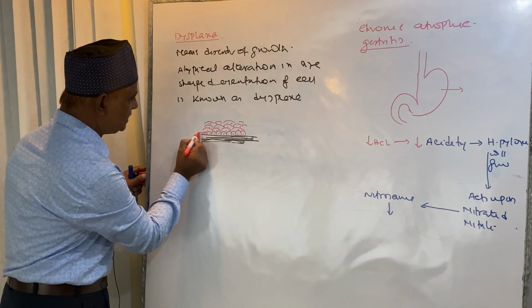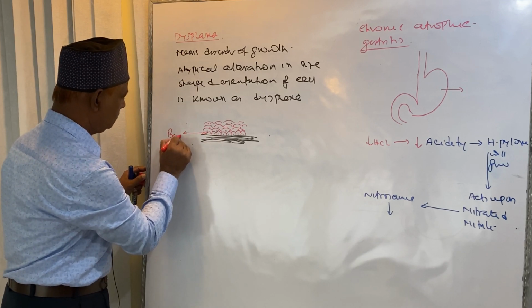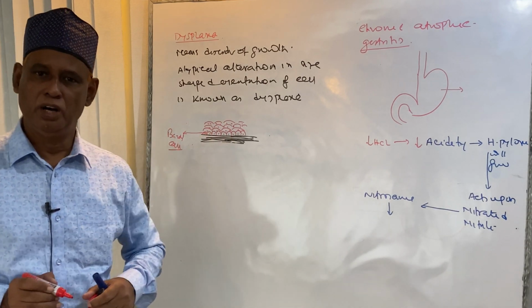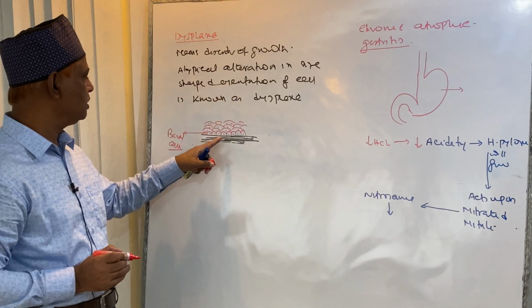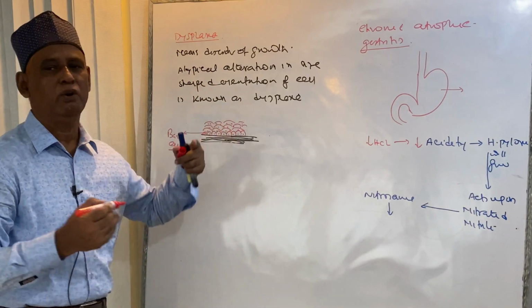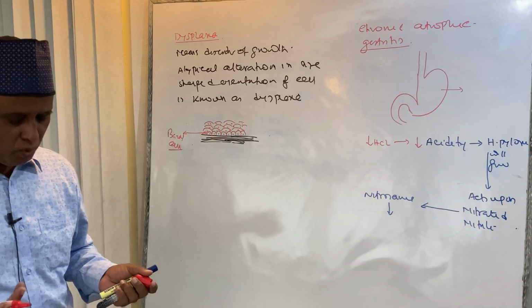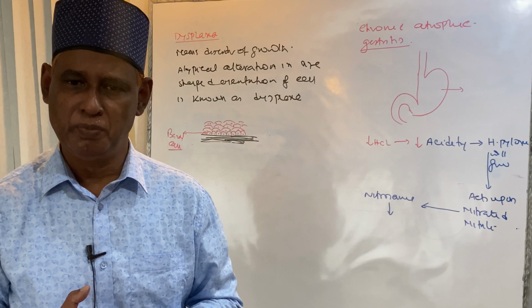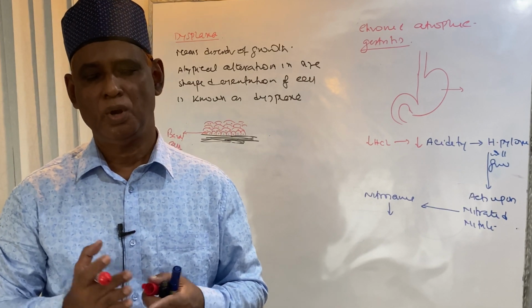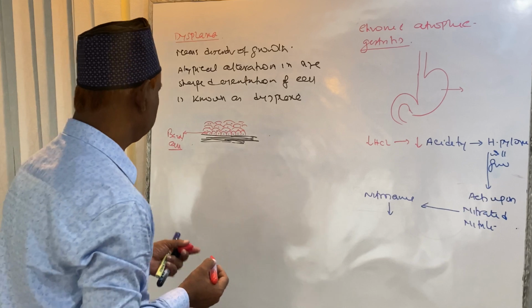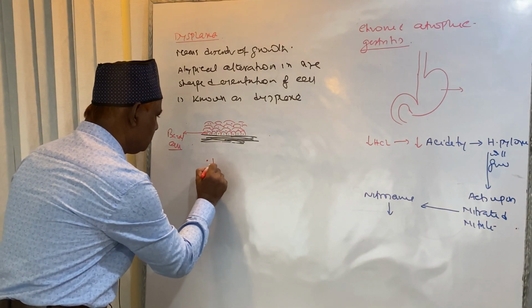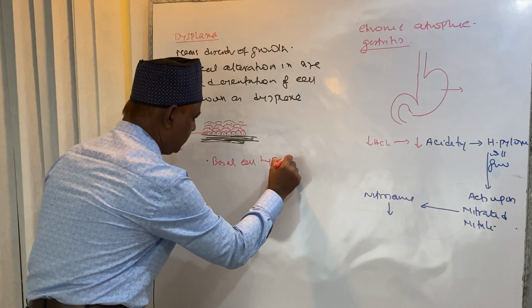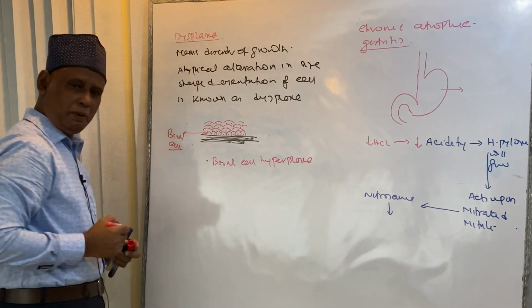And this is the basal cell. If there is dysplasia, what will happen? There will be atypical alteration in cell size, cell shape and orientation of the cell. And how can we recognize dysplasia under microscope? That is the characteristics of dysplasia. One is basal cell hyperplasia. There will be basal cell hyperplasia.